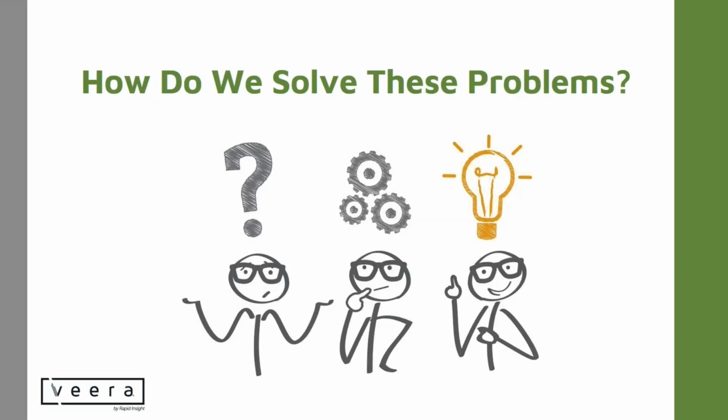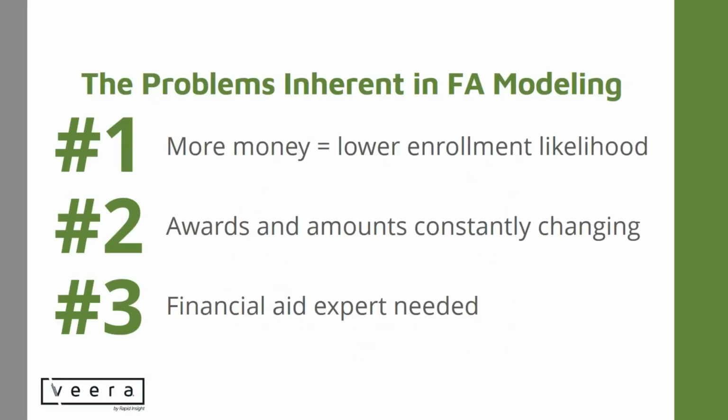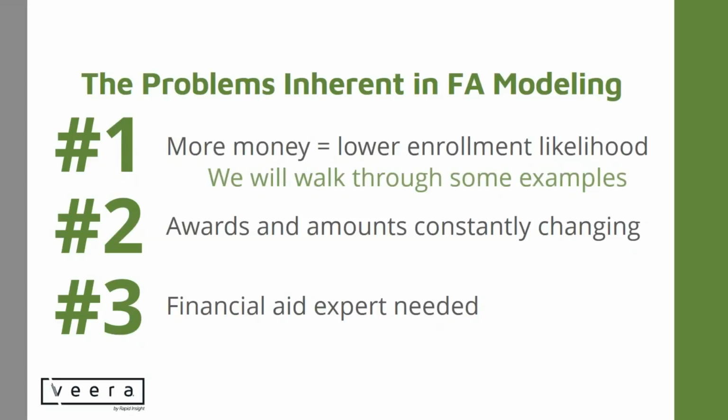And so we need to be able to look into this, dissect it a little bit further, and look at different cohorts or groups of students differently. There are a number of ways that we can approach this. For that first problem, more money equals lower enrollment likelihood, we'll walk through some examples in the upcoming slides.